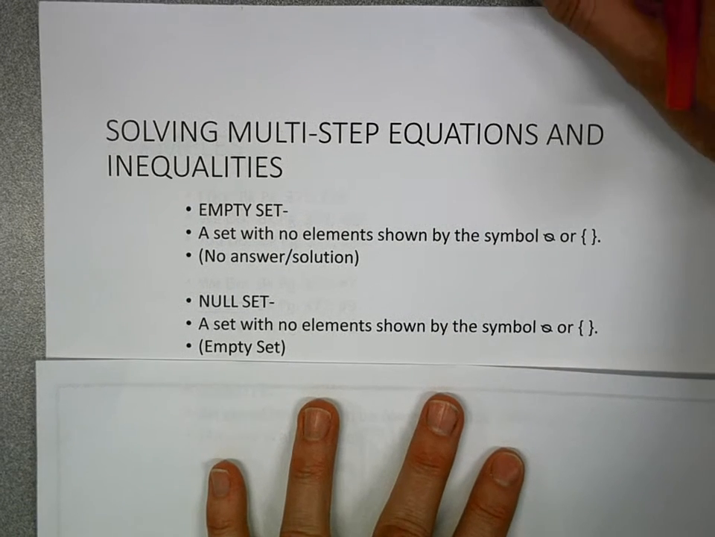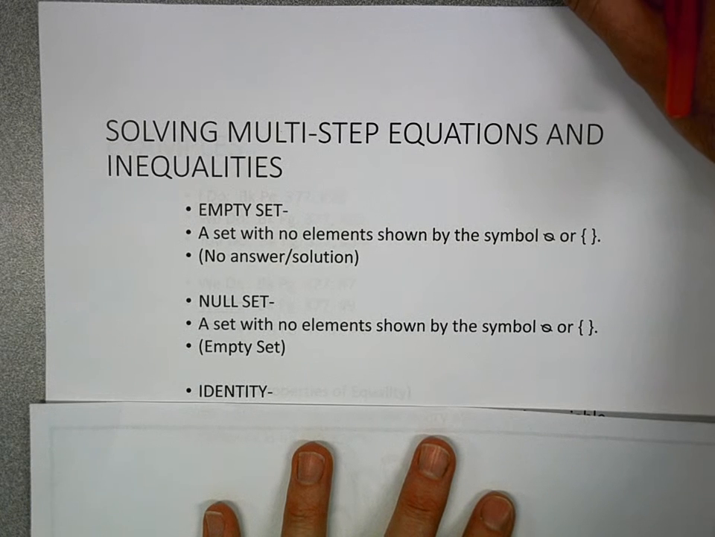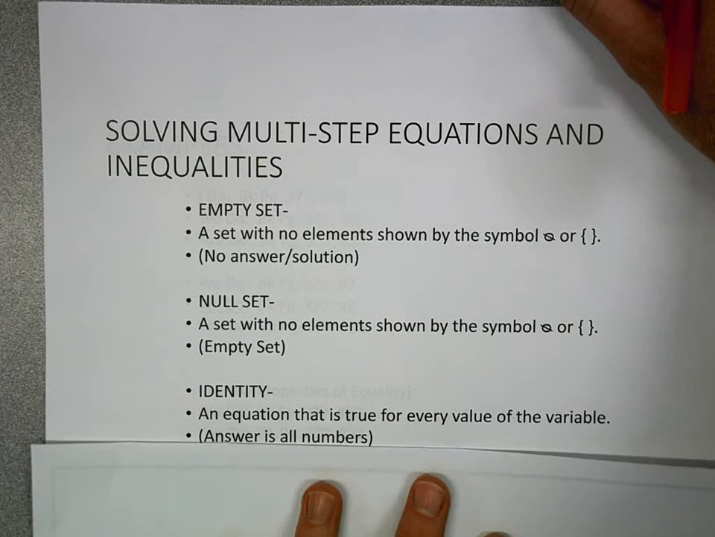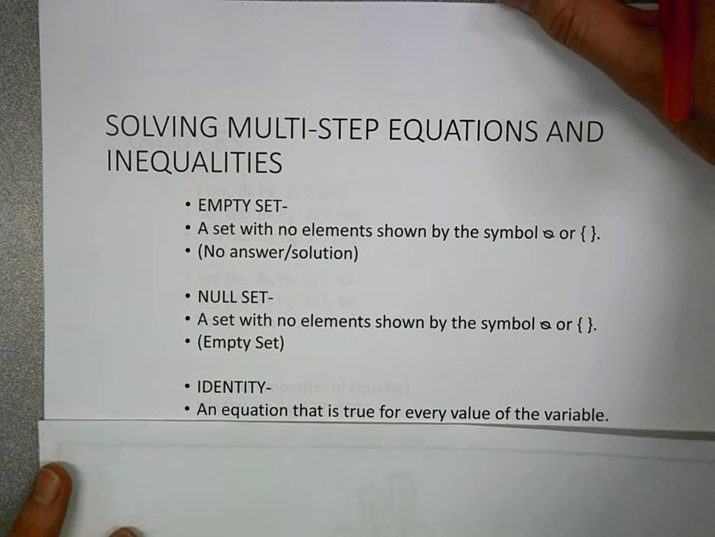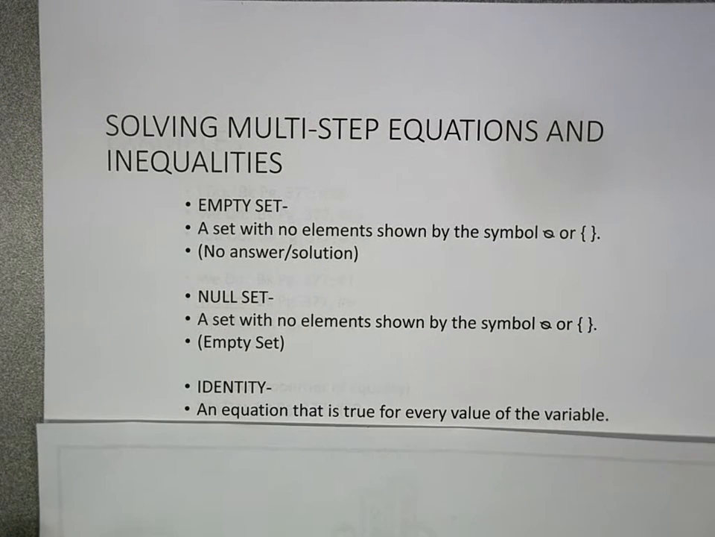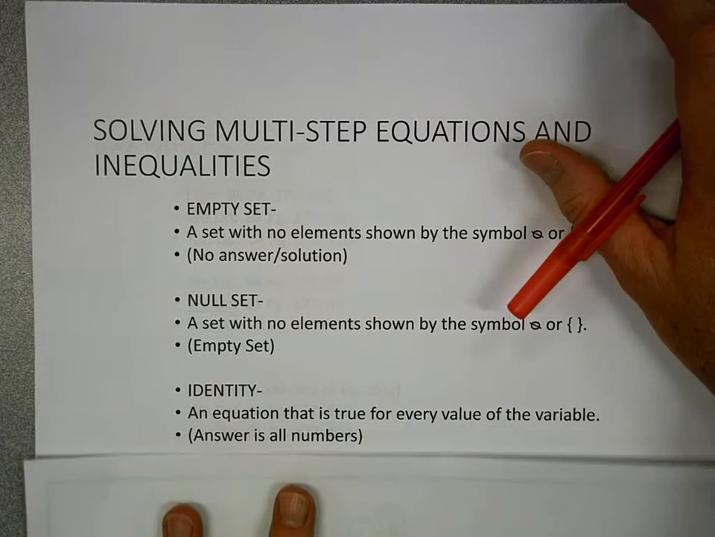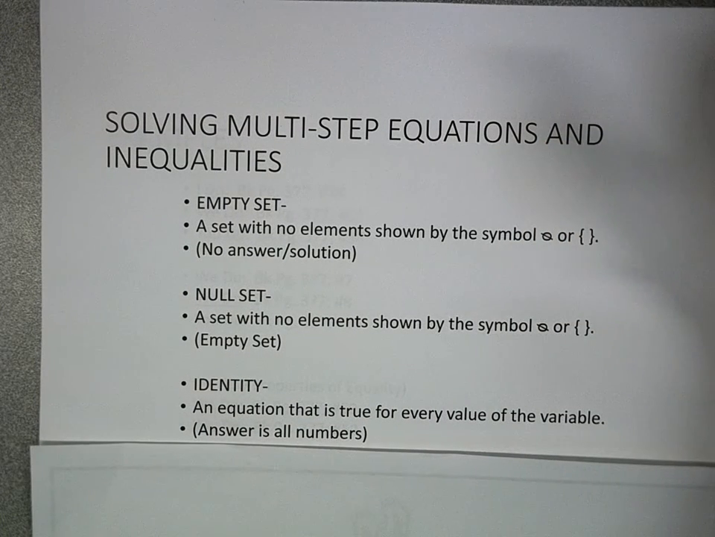All right, and now comes one last one. Identity, everyone? Identity. So this is an equation that is true for every value of the variable. An equation that is true for every value of the variable. And that's one of those other ones you might be thinking, I don't exactly know what that means. Well, I'm going to show you in the lesson today. Just so you know what that also means, the answer would respond to all numbers. All numbers would be the answer. So it's an infinite set of answers.